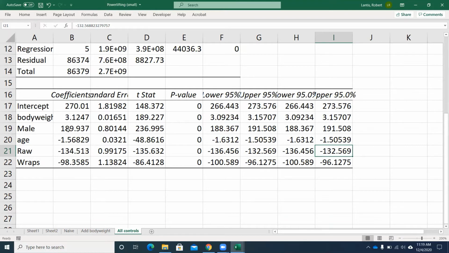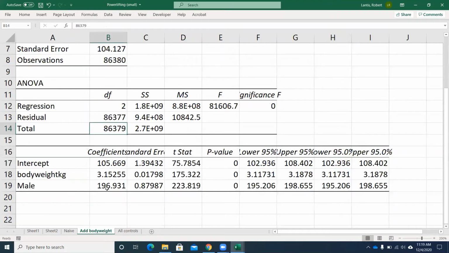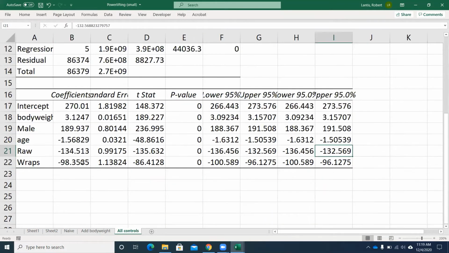It looks like male still has a similar effect to what it did before, right? But it did alter, dropping that estimate a little bit, from 196 to 189. Being another year older, one more unit of this X variable, would predict that someone lifts 1.5 fewer kilograms. And if you were in one of these divisions, you would predict that the amount lifted was this much lower, 134 or 98 kilograms, depending on which division they were in.